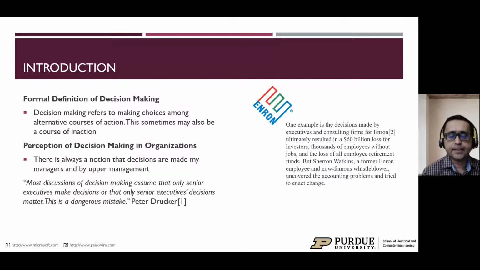Sometimes people think that decision making is mainly a very top level management job or something that executives make. But this is always a dangerous mistake, as Peter Drucker refers to. We will see in this paper that decisions are actually made at every level in an organization, starting all the way from the bottommost part of the hierarchy to the top, at every stage and even on a daily basis.